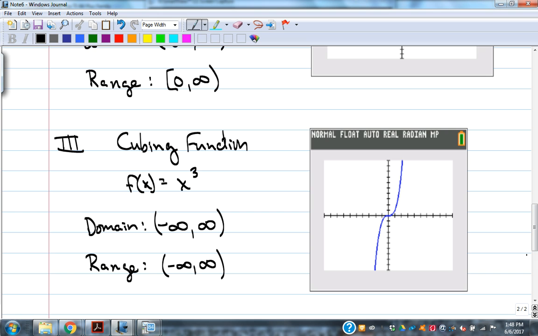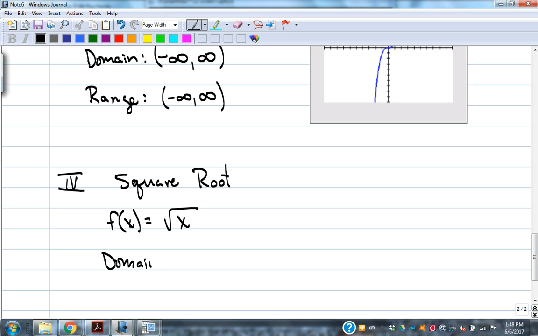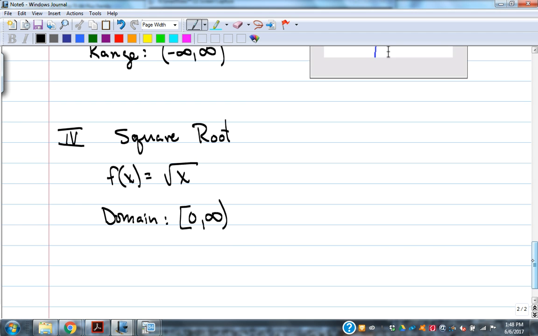All right. Number 4. Now we're going to get into the square root function. F of x is equal to the square root of x. Now this one definitely has a problem in the domain. The domain for that would be from 0 to infinity, because we've got an x on the inside of the square root. X is greater than or equal to 0. That's what that comes from.